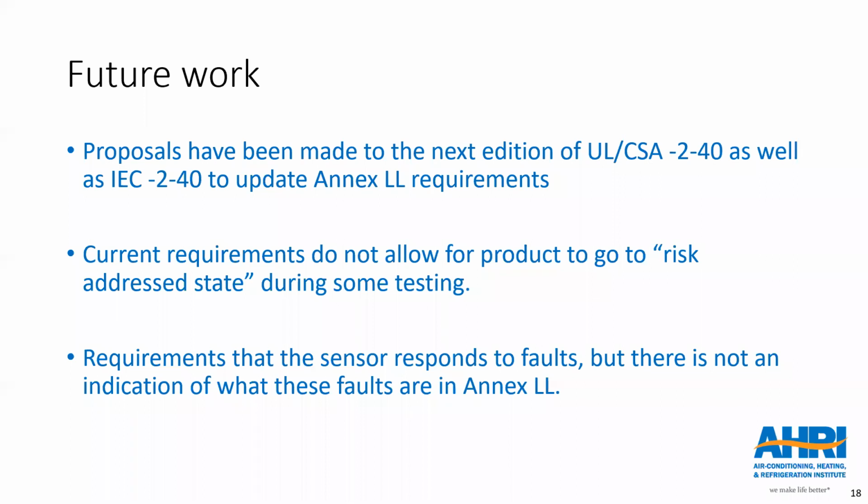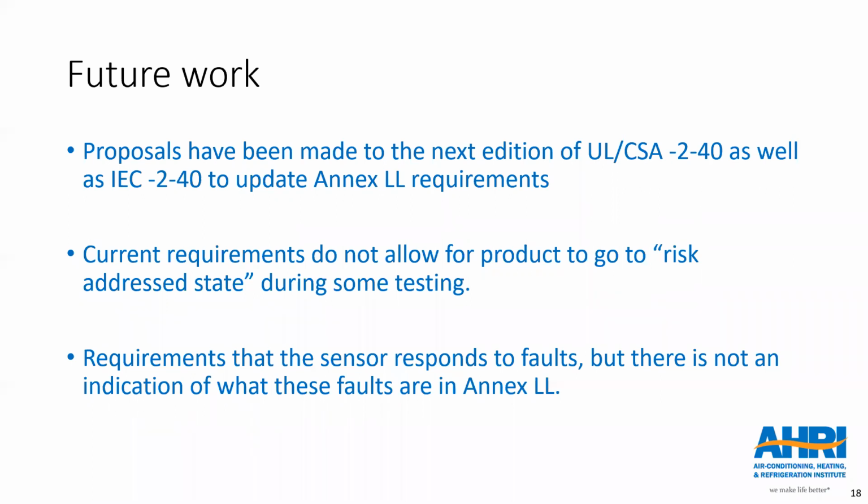Next slide. So everything we've talked about so far has been to the current edition of UL 60335-2-40. It was published last year in November of 2019. So even though the standard was published last year, there's already work on the next edition of the standard. Some of these requirements that have been proposed will affect Annex LL. There have been suggested revisions to both the UL CSA 60335-2-40 as well as the IEC 60335-2-40, which could have some impact in North America in the future.